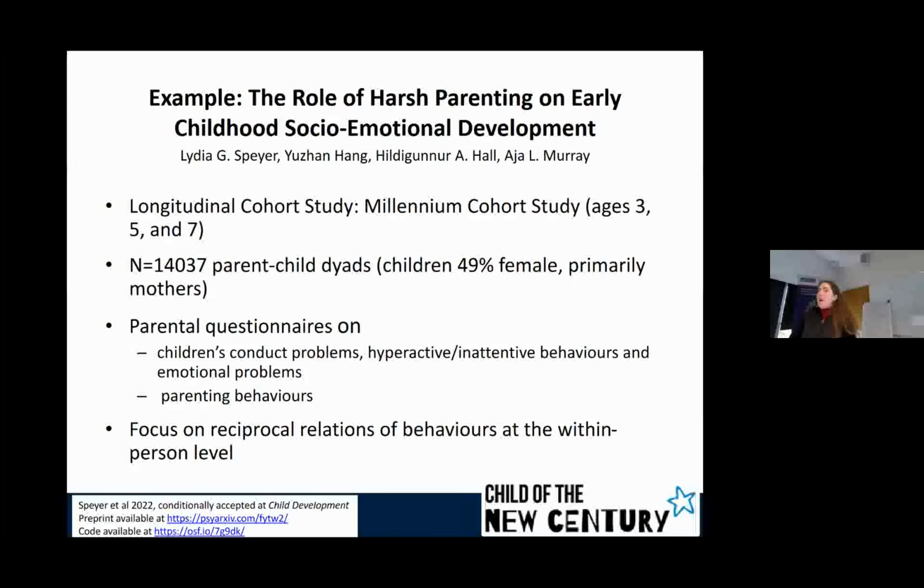So harsh parenting has been quite widely referred to in the literature as having a negative impact on socio-emotional development, but there are also some theories that refer to reciprocal relations, in the sense that having a child with behavioral issues might also lead the parent to engage in more harsh parenting behaviors, which is referred to as the coercive cycle of parent-child interaction, coined by Patterson. And we really wanted to test this using a method that's actually robust to those within person effects that theory refers to, and wanted to expand it a bit by also looking at hyperactive and inattentive behaviors and emotional problems, as those tend to be a bit neglected in that literature, particularly in Patterson's coercion model.